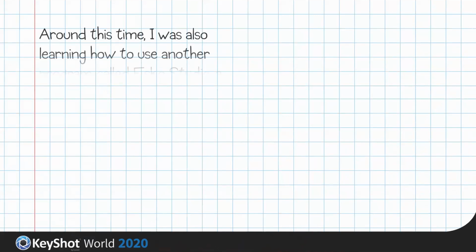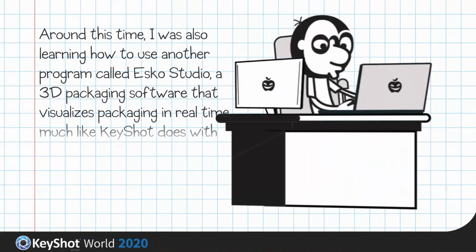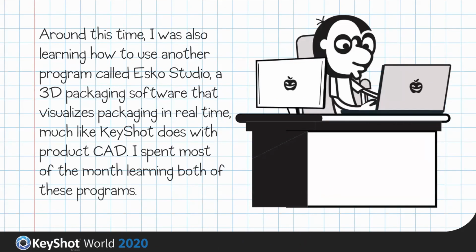Around this time, I was also learning how to use another program called Esko Studio, a 3D packaging software that visualizes packaging in real time, much like KeyShot does with product CAD. I spent most of these months learning both of these programs. They were kind of like the Infinity Stones for me.